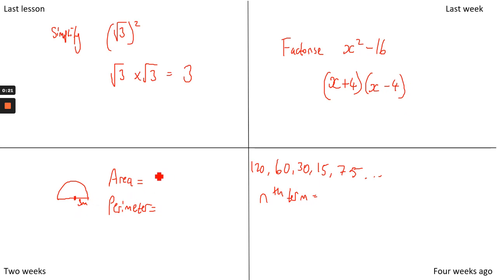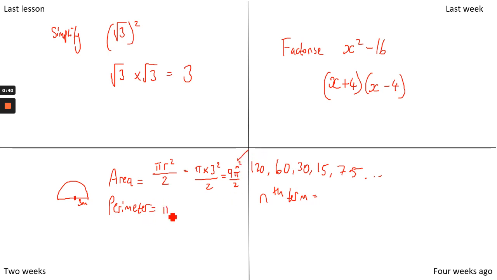This one, the area of the circle is pi r squared, but we've got half a circle, so we're going to divide it by 2. So pi times 3 squared divided by 2 is going to give you 9 pi over 2 meters squared, and you can just leave it like that.